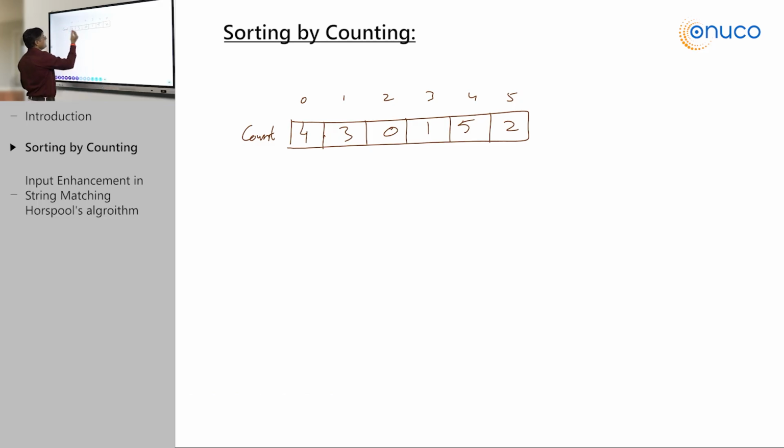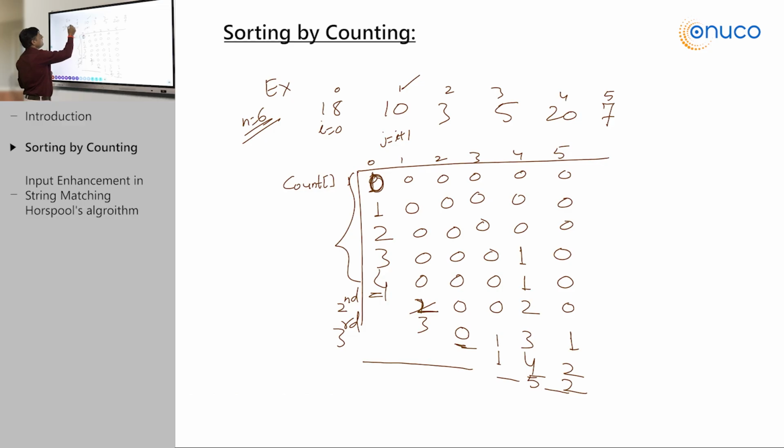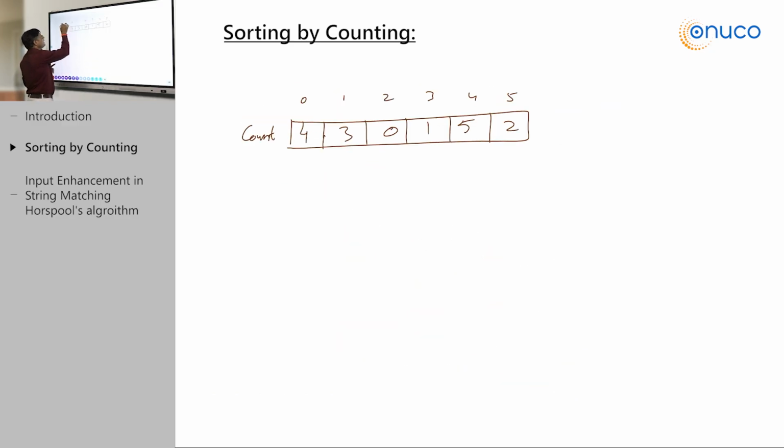So, one by one, we will take the element stored in A of 0 and put it at the place of 4. How will we do it? If the name of the array is A, then we are going to place the elements at A of count values. So let us write it here: if the array name is A, then you write A of count of I is equal to A of I.